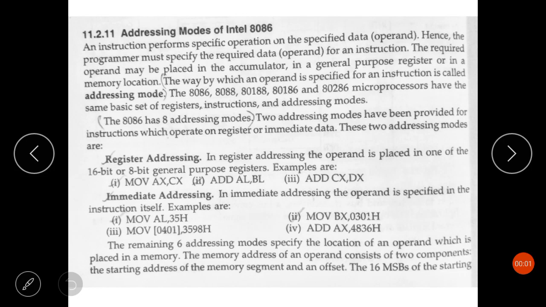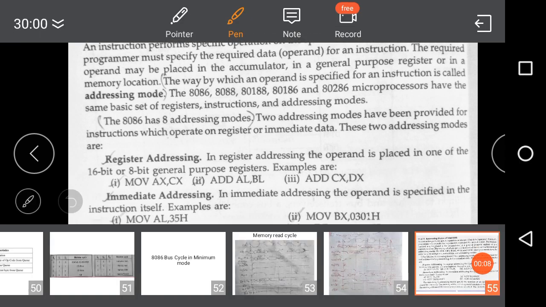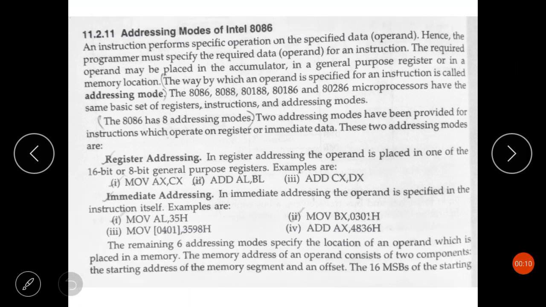Hello students. In this lecture I'm going to discuss the addressing modes of the 8086 microprocessor. So what is an addressing mode? As we all know, in the case of the 8085 I also told you about the addressing modes. So what is an addressing mode?